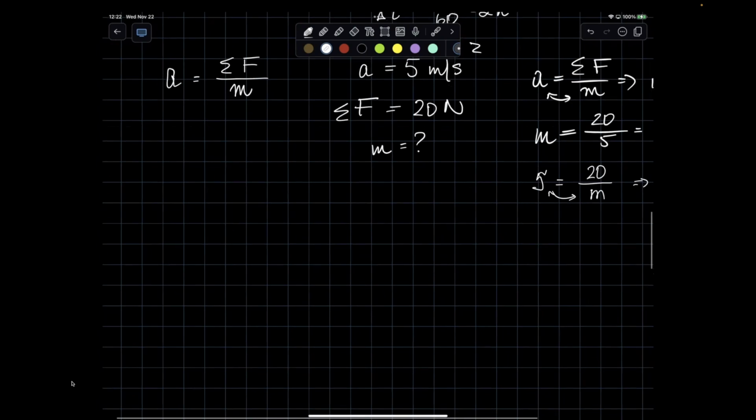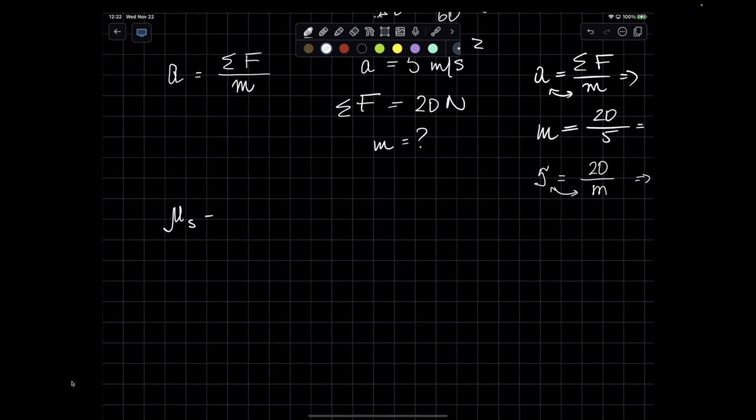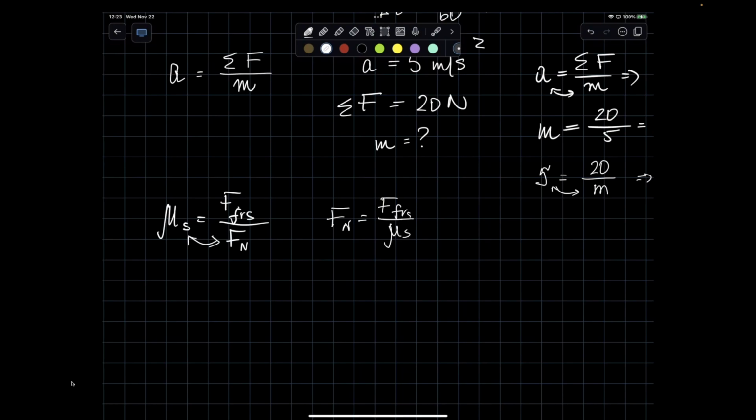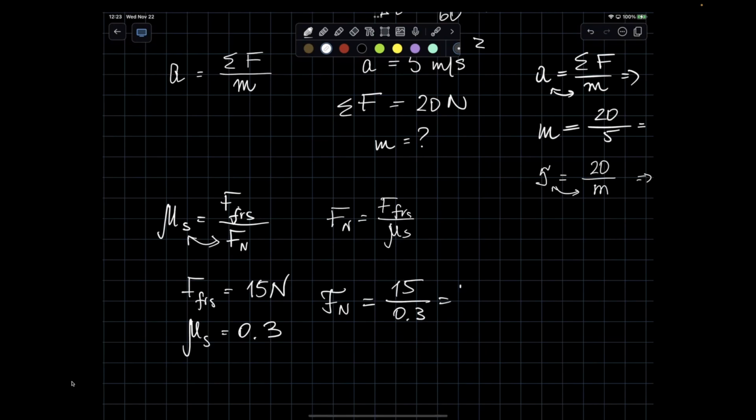Another example. Let's say that I have mu static. Think about another formula we know. We know mu static equals force of friction static over force normal. How would you find force normal? From there, you swap these, force normal equals force of friction over mu, and they're both static. So let's say my force of friction static maximum is 15 newtons, and my mu static is 0.3, then what is my Fn? I'm going to take my force of friction, 15, divide by 0.3. It's the same as 150 over 3, so it's going to be 50 newtons.